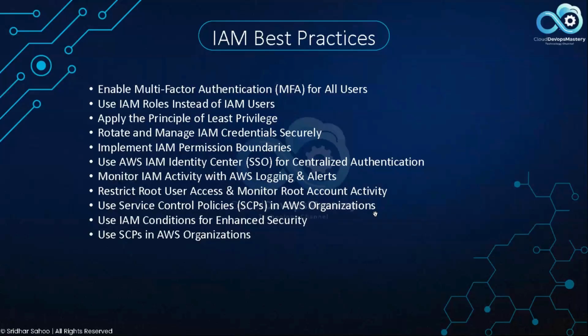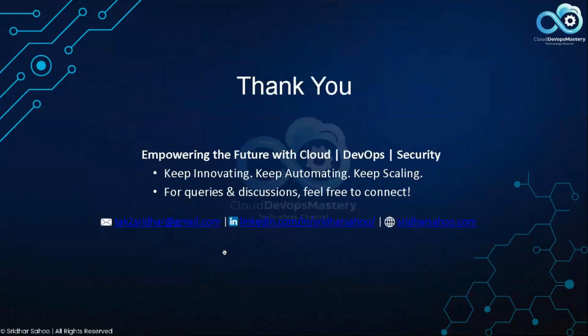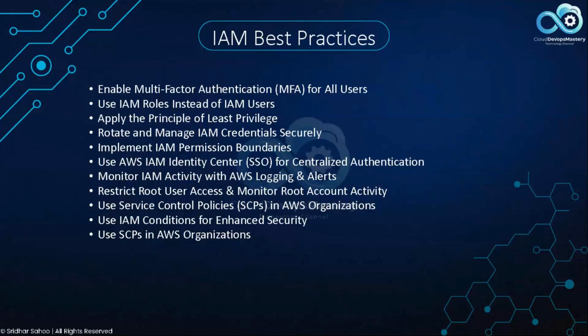Use service control policy in AWS Organizations. This part we will implement in the lab, when I cover Control Tower, landing zone, and Organizations. This is an advanced layer of security beyond IAM. IAM policy is one layer, and this service control policy is the advanced layer of policy. And next one is use IAM conditions for enhanced security. We put the conditions wherever it is necessary, right? And use SCP in AWS Organizations. So these are all your best practices.